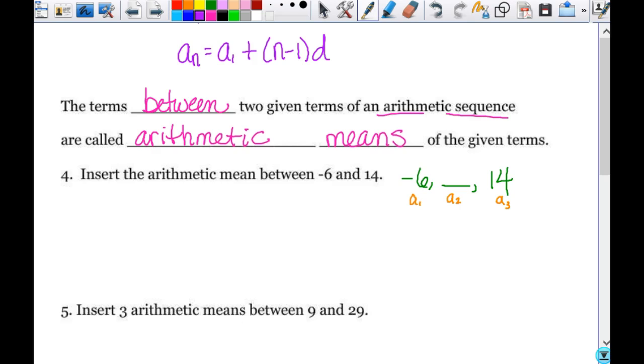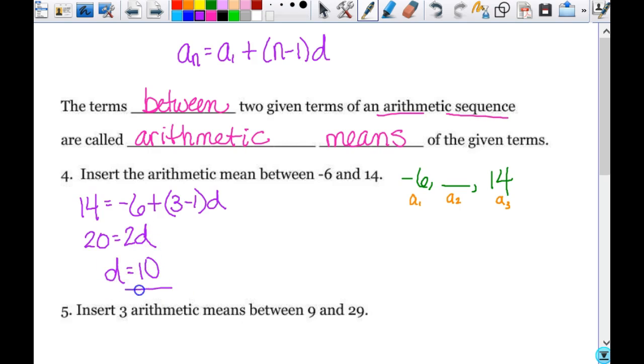What I'm looking for is the common difference so I can figure out what that middle term is, right? So I know a sub 1 is -6. I'm going to use a sub 3. I know a sub 3. It is 14. That's equal to a sub 1, which is -6, plus n, since I used this 14, is 3 minus 1 times d, which I don't know. So I'm going to move the 6 over. That's going to give me 20 is equal to 2d. So what does d equal? 10.